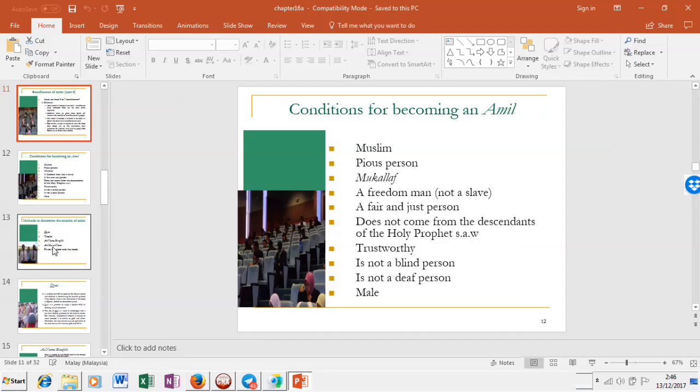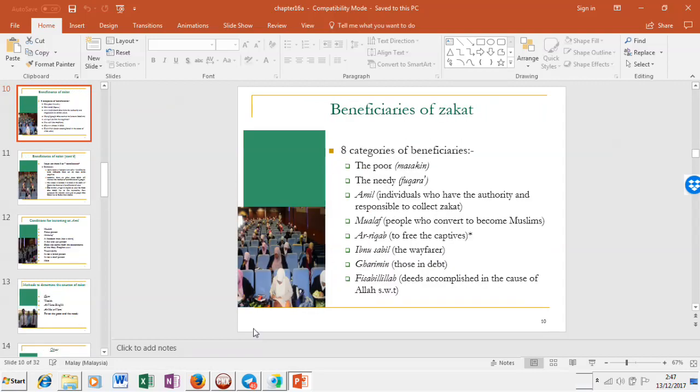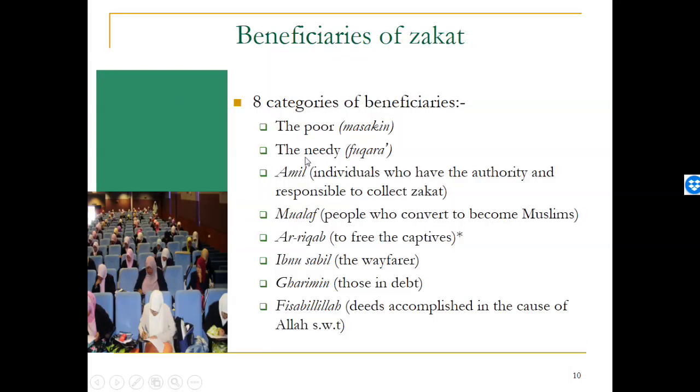All right, so basically, if you look at the 8 categories of beneficiaries here, there is none mentioned about an orphan or anak yatim. So basically, if he or she falls into the poor, the needy, the fuqara, then he can become a recipient of zakat money. Or maybe he is in debt, or he actually wants to pursue his study under fi sabilillah and so on.